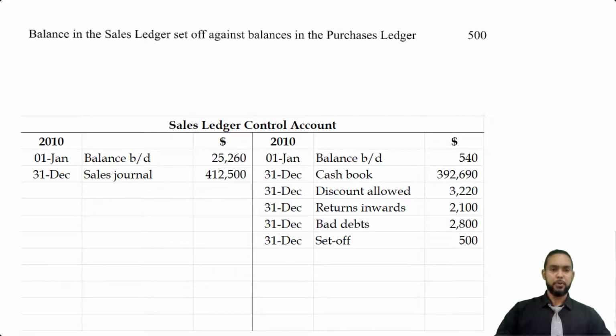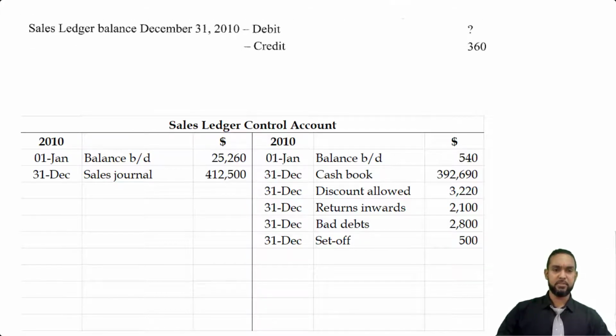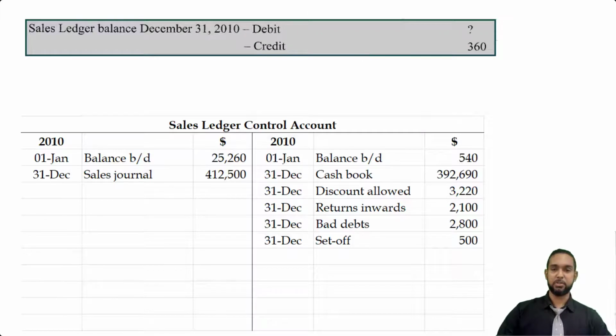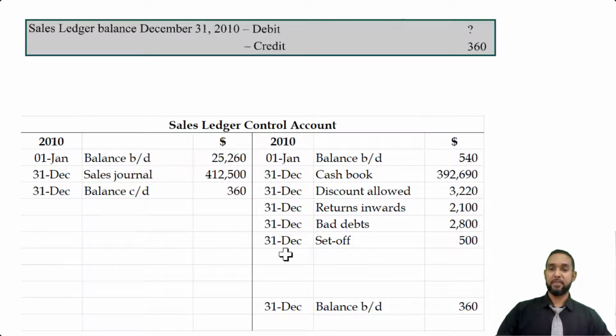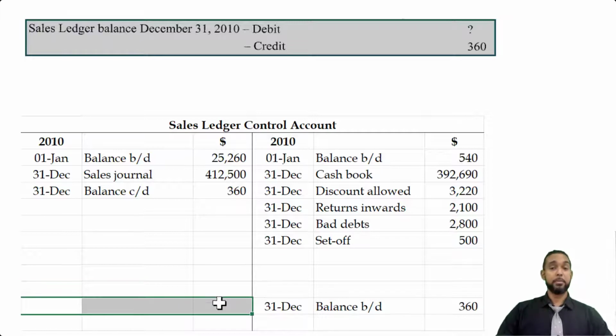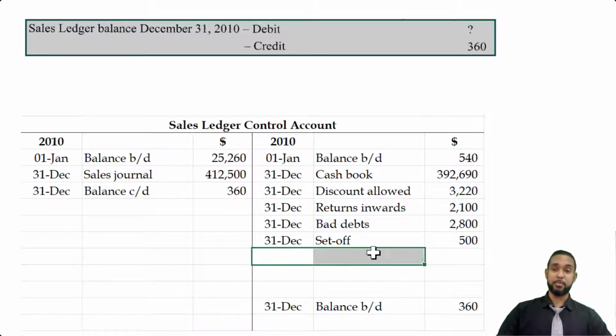Okay, now the other thing to go inside of the control account is the closing credit balance. So of course, the closing credit balance will be brought down on the credit side. But to be brought down on the credit side, it first has to be carried down from the debit side. Okay, so what we have to do is find the closing debit balance. It's going to be brought down on the debit side. But before it can be brought down on the debit side, it has to be carried down from the credit side. How do we find that?